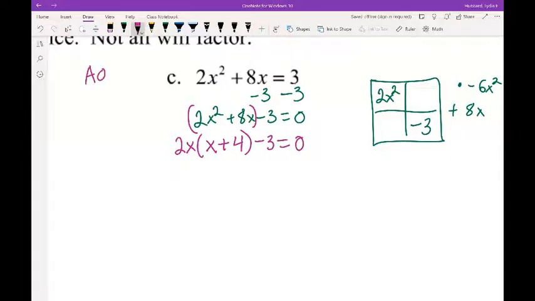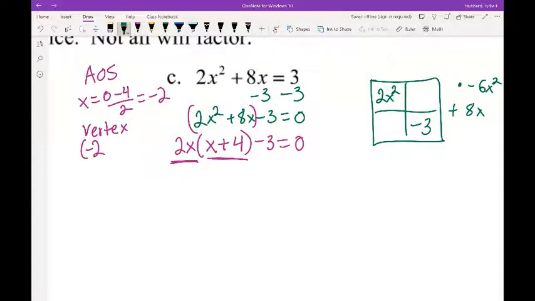Then we find our axis of symmetry. So this 0 is 0. This 0 would be a negative 4 divided by 2. Negative 4 over 2 is a negative 2. So for our vertex, that is the x value. We're going to plug that back in order to get the y value.